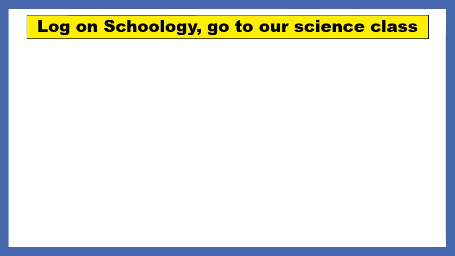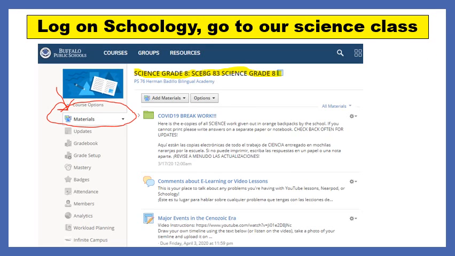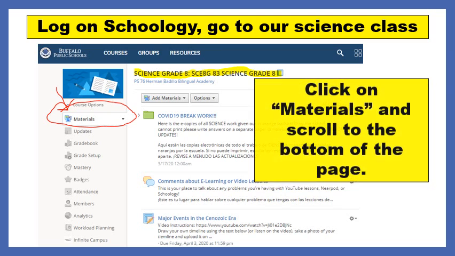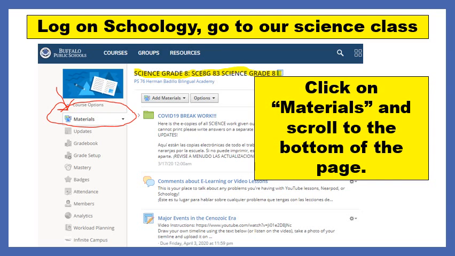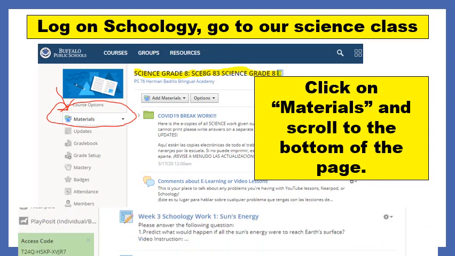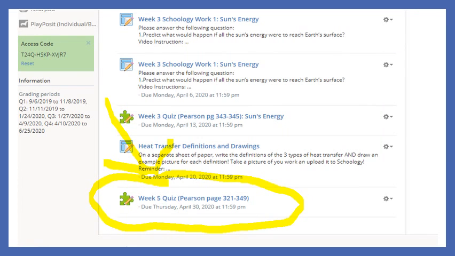Okay, you're going to log on to Schoology and go to our science class. This is what it looks like, our science page. You're going to click on materials that I have circled in red. You're going to scroll to the very bottom of the page and it's going to look like this. You are going to click on the last little entry, which says Week 5 quiz, Pearson's 321 to 349.